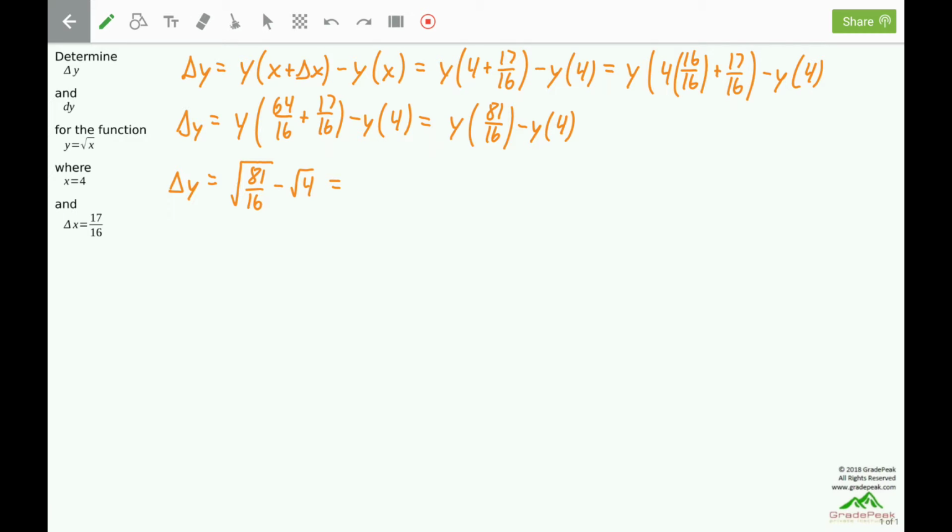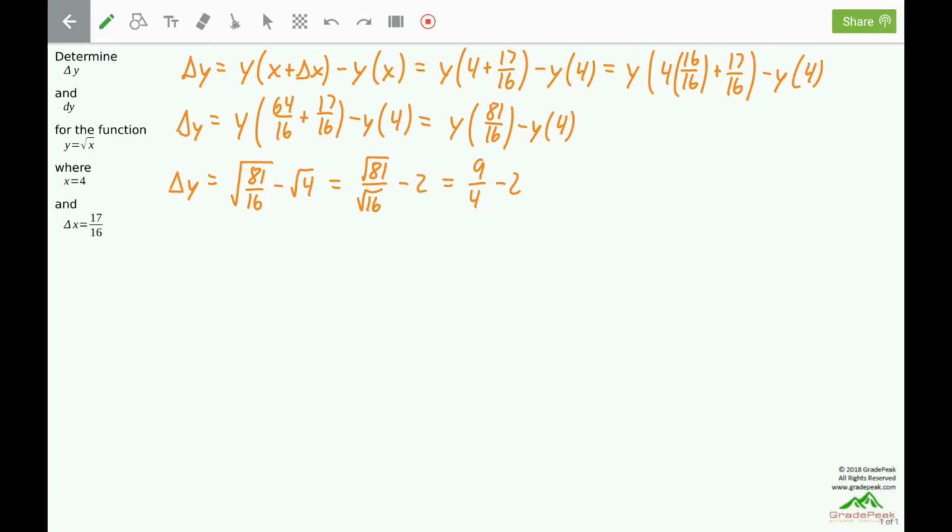The square root of 81 over 16 can be broken up into the square root of 81 over the square root of 16 minus the square root of 4, which is a 2. The square root of 81 is a 9. The square root of 16 is a 4, 9 over 4 minus 2.